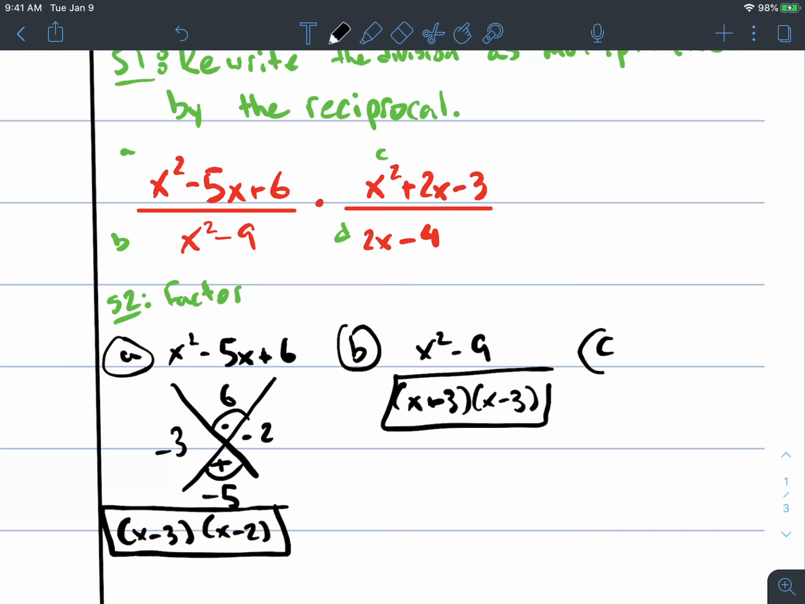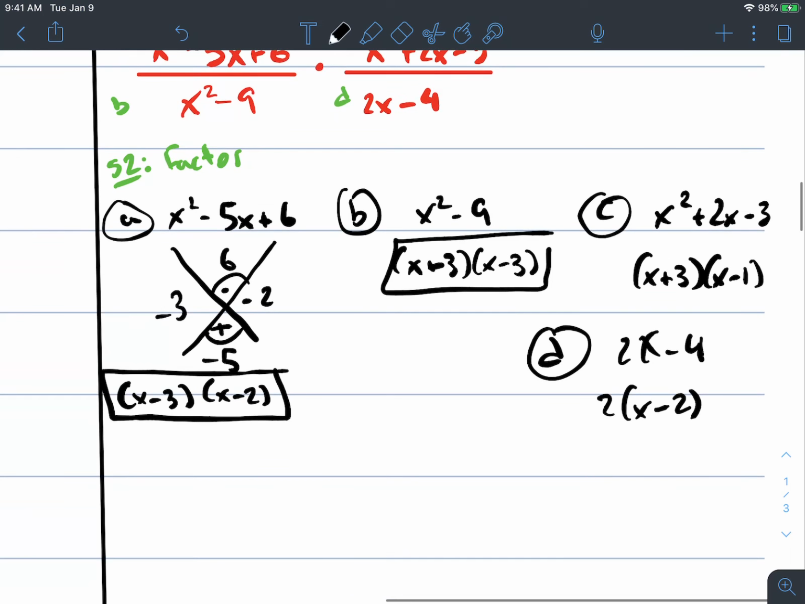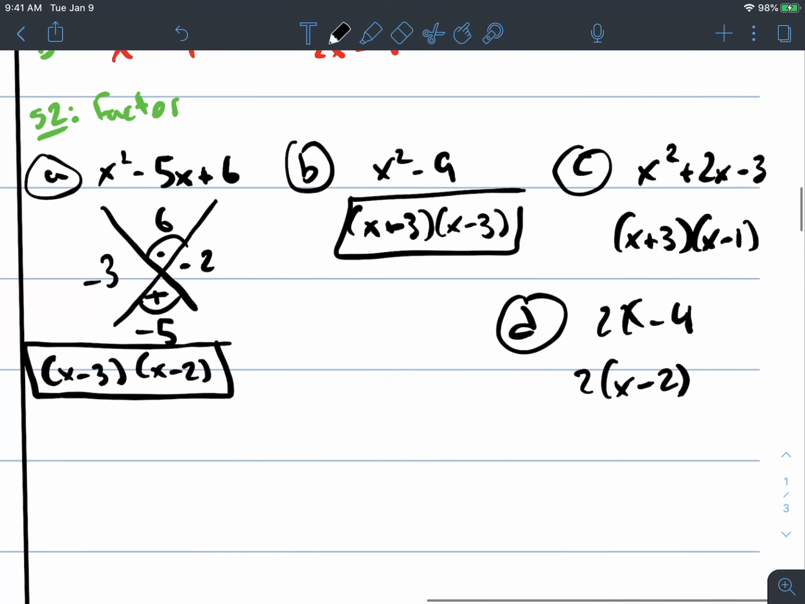And then for C, that's x squared plus 2x minus 3, which is x plus 3 times x minus 1. Alright, and then for D, it's 2x minus 4. That's divisible by 2, so we're going to have 2 times x minus 2. The reason I skipped steps right now is because we're running short on time for the video.